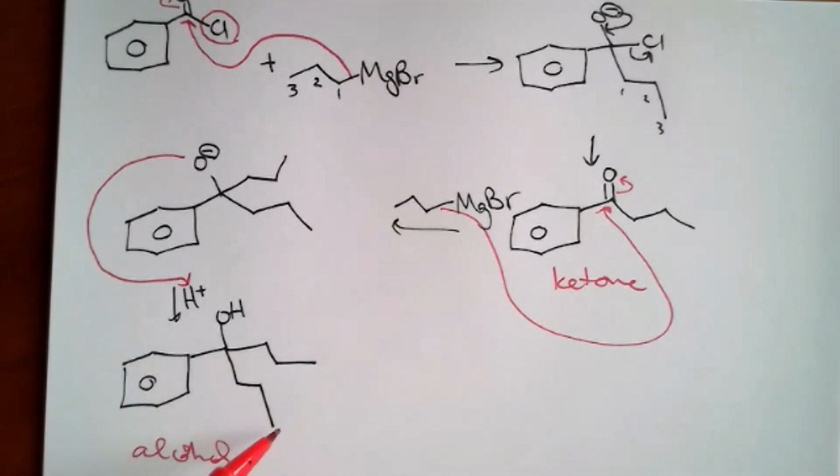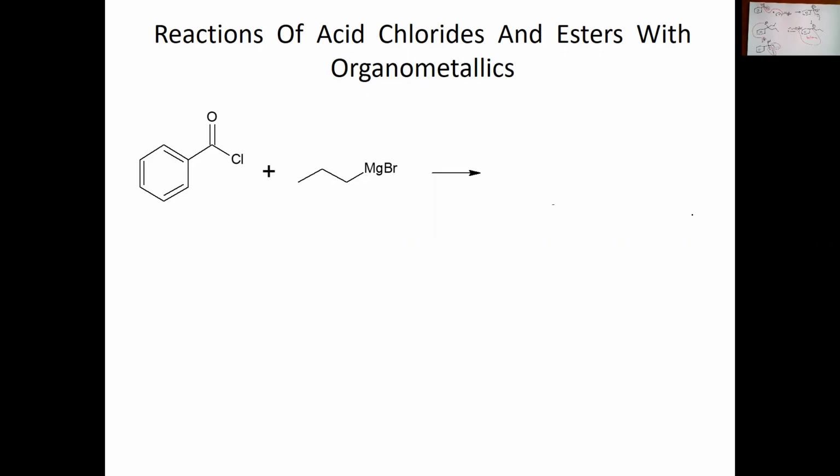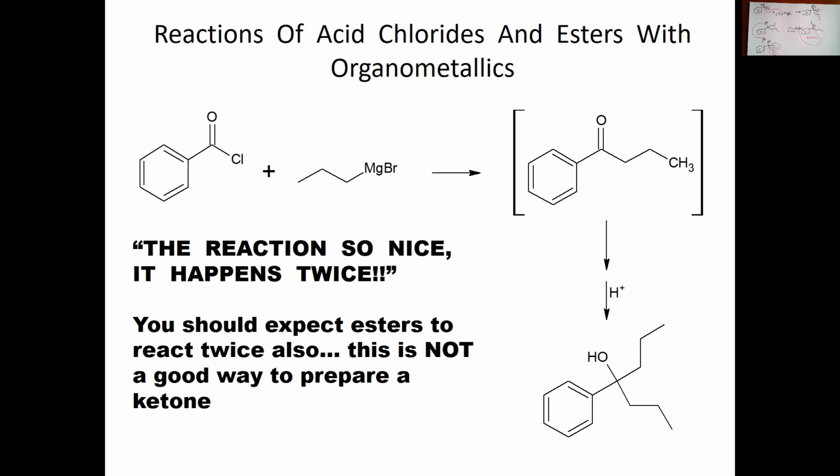Note that in the alcohol in the end, you have 2 identical legs on your alcohol. Where did those 2 legs come from? They were part of your Grignard. They were your Grignard in the beginning. There's our acid chloride and Grignard, made a ketone, but a ketone was just in the process. It was one of the intermediates on the way to make an alcohol. This is the reaction so nice it happens twice. You should expect the same thing with an ester.